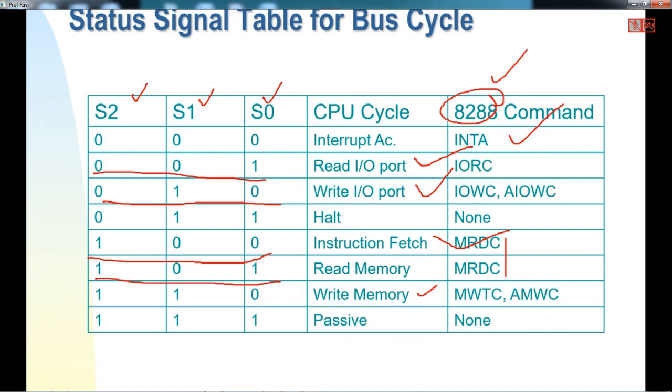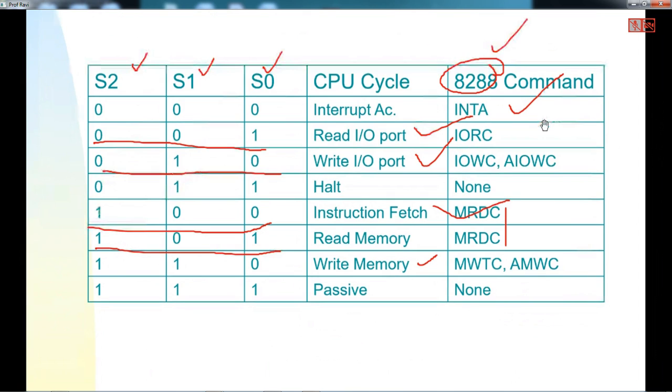So there it is write bar and all. Write bar, in combination with IO by M bar, is used to perform memory read operation, IO read operation, or memory or IO write operation. So these four very important signals are generated by using this 8288. That is the difference.